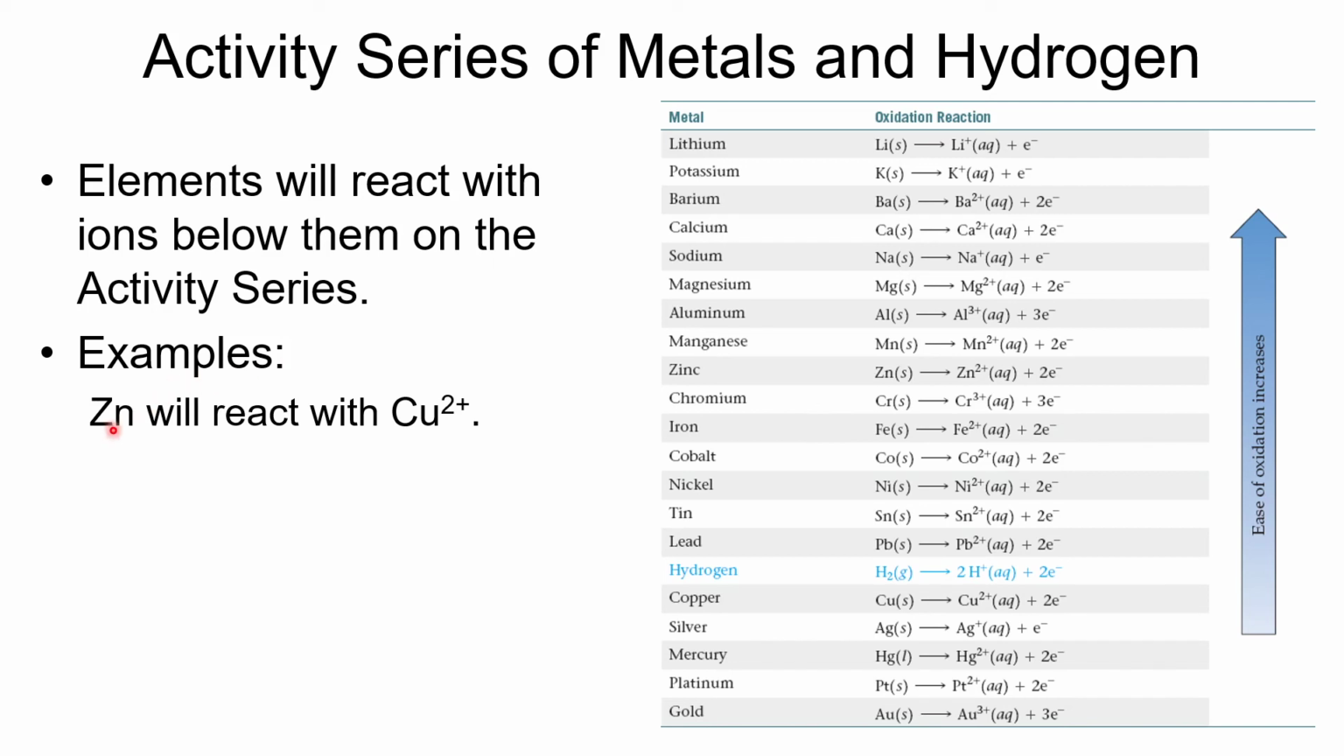So for example, in the one that we saw a little bit earlier, zinc will react with copper 2 ion, but copper will not react with the zinc ion. So here we go. So here's zinc. It will react with copper 2, but copper will not react with zinc 2. And it doesn't really matter how far apart they are or how close they are. Cobalt will react with nickel 2, but nickel will not react with cobalt 2. So that's all it takes.